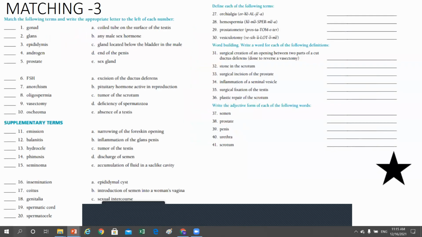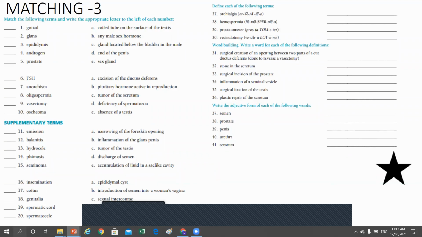Then we have matching. For example, in the first exercise, you will come to the gonads. Out of all these selections, you have to select the proper word which can relate to these glands, these terms. So what will you suggest? Please have a look at this gonads. Out of these 5, which term would you like to add with the gonad, with glands, for example, with epididymis, with androgen, with prostate.